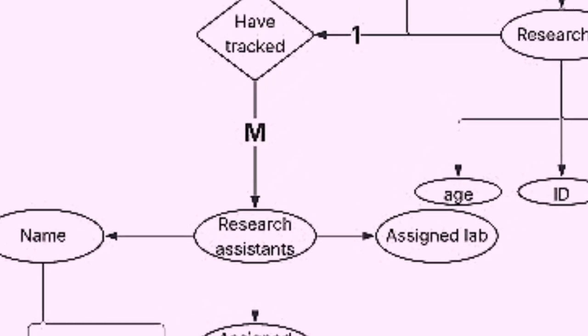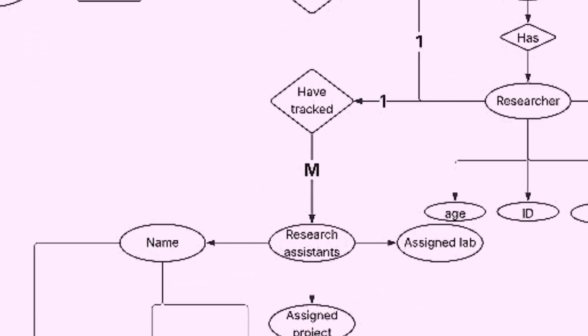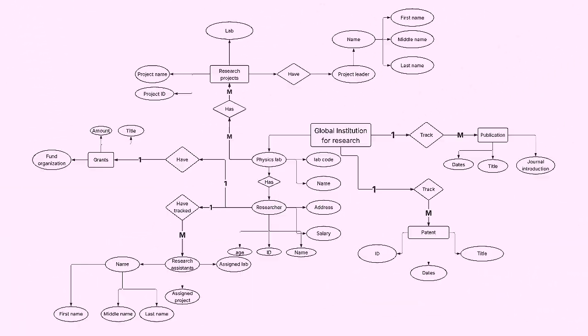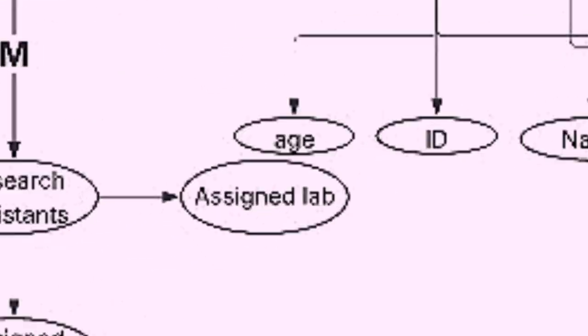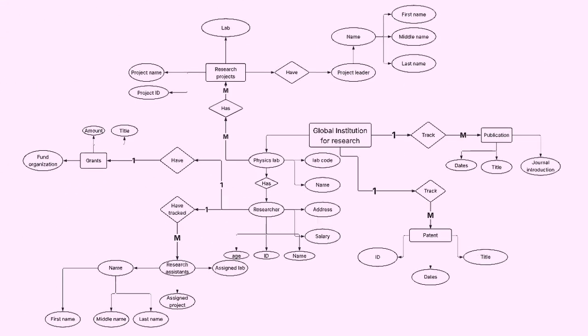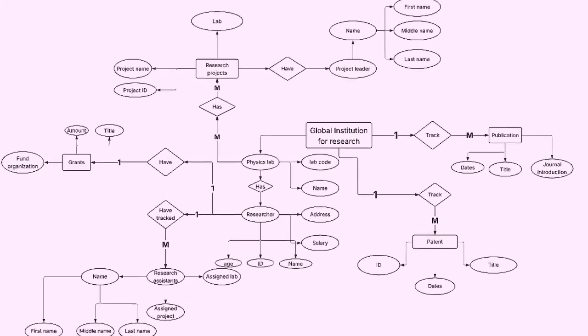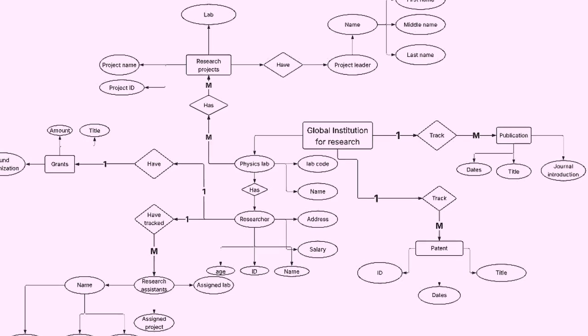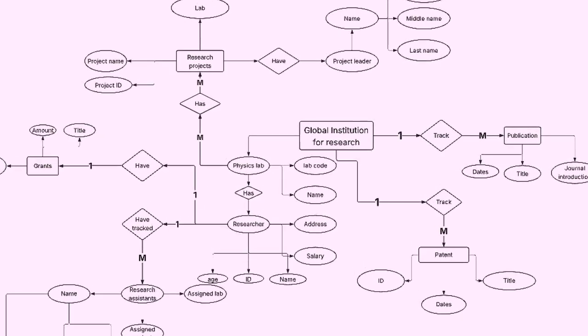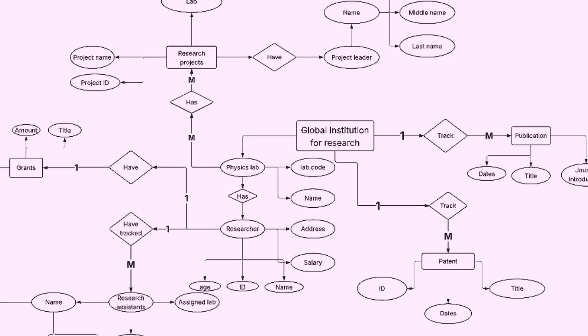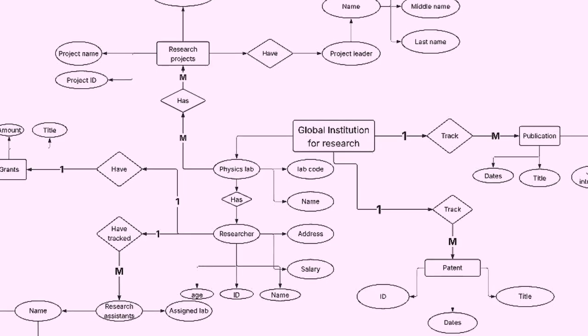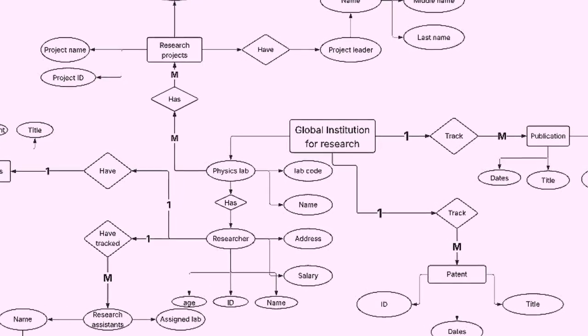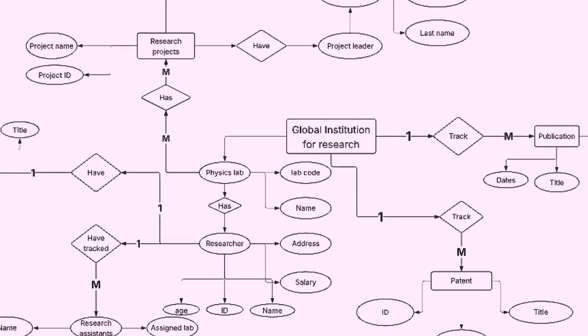Seventh one, research assistants carry attributes like their name, and they are assigned to both a project and a lab. Eighth one, dependents. Finally, the system here includes information on dependents of the researchers for their benefits and fulfilling purposes. This adds up to being important for managing institutional benefits like health insurance and family support policies.